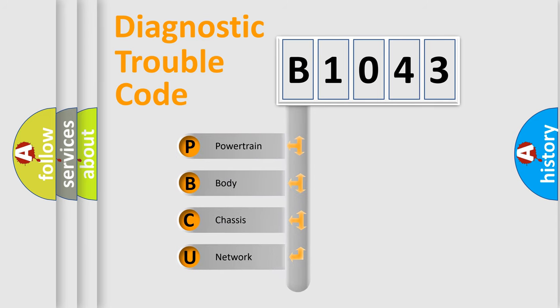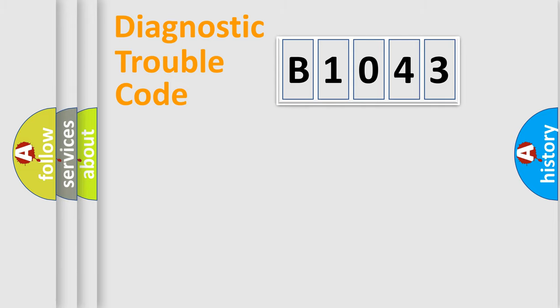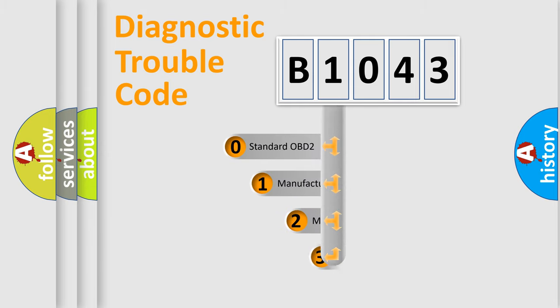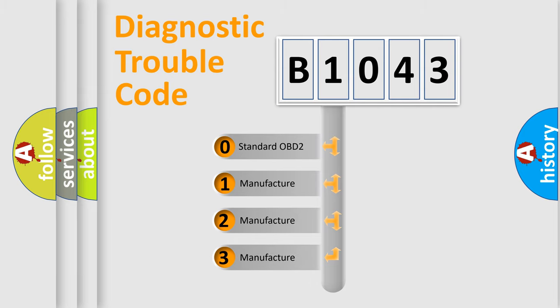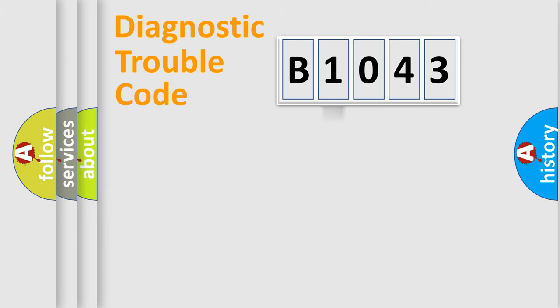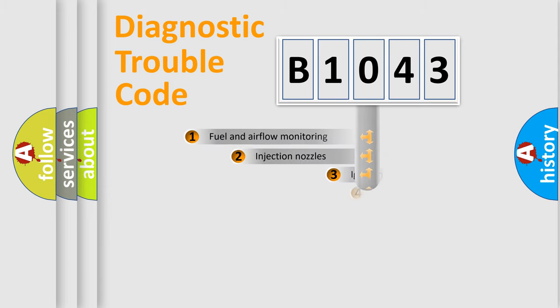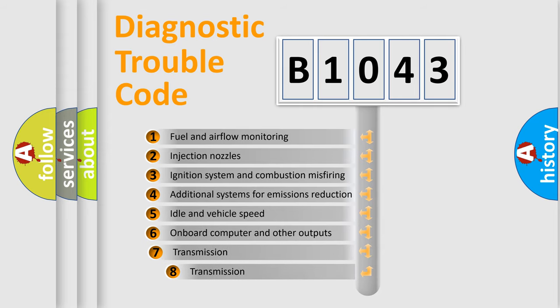is unified for all automakers since 2000. We divide the electric system of an automobile into the four basic units: powertrain, body, chassis, network. This distribution is defined in the first character of the code. If the second character is expressed as zero, it is a standardized error. In the case of numbers 1, 2, 3, it is a more specific expression of a car-specific error. The third character specifies a subset of errors.